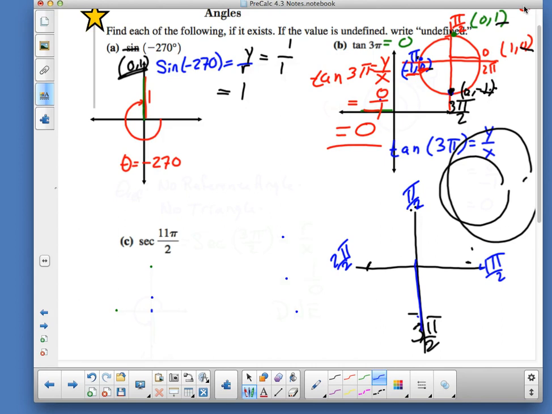It's a quadrantal angle. I can't make a reference triangle with it. But I do know to get there, I got to go 0, negative 1. Are you okay with that?